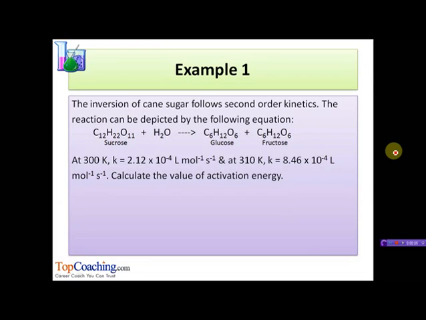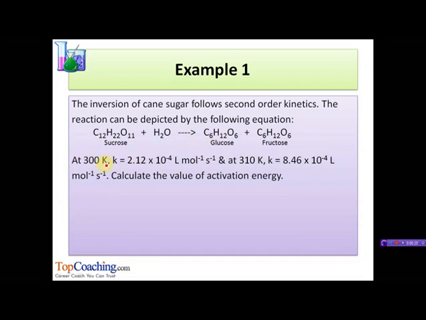Let's solve this question. The inversion of cane sugar follows second order kinetics. The reaction can be depicted by the following equation. C12H22O11, that is sucrose or cane sugar, reacts with water. It undergoes hydrolysis to form glucose and fructose, the chemical formula for both of which is C6H12O6.